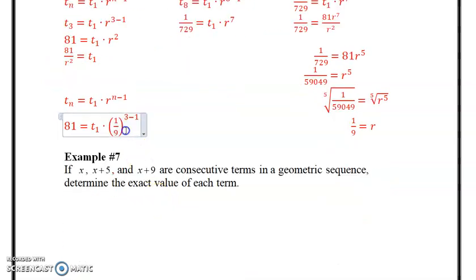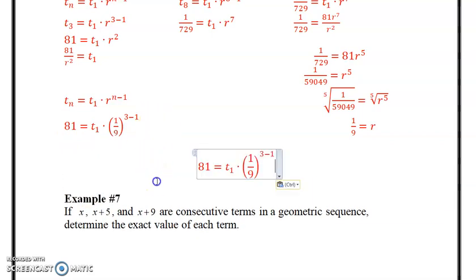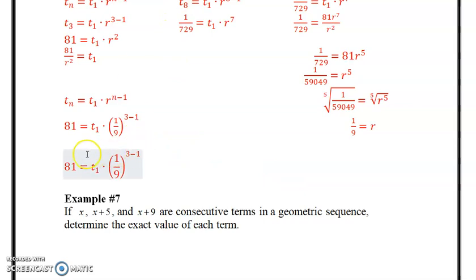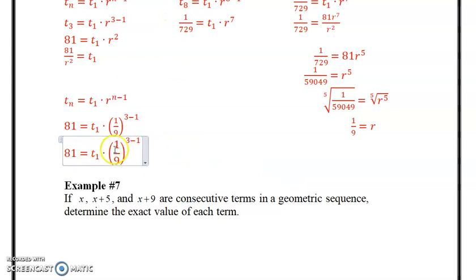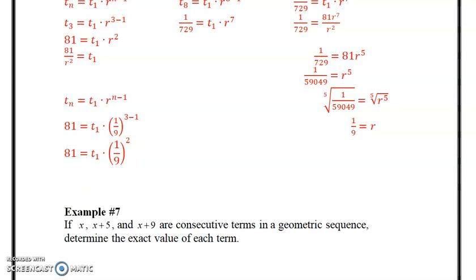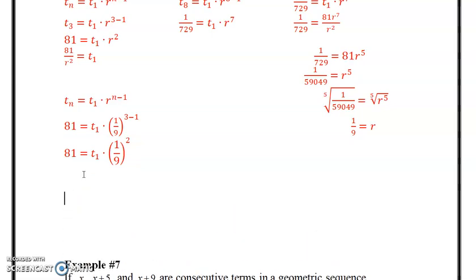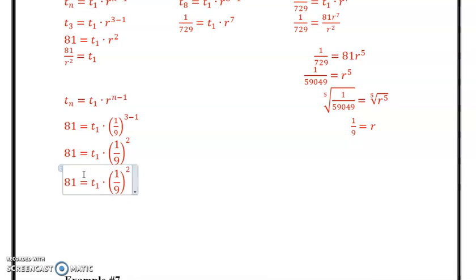So we'll simplify that. I'm going to recopy that. It's the easiest for me to do here. So I recopy that, and that gives us 81 is equal to T1. That would be 3 minus 1, which is 2. So now we're going to square the 1/9. When we square the 1/9, we square the numerator and the denominator, so 1 squared is 1, and 9 squared would give us 81. And the 2 is gone, right?